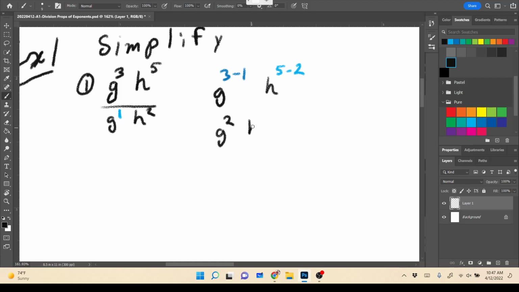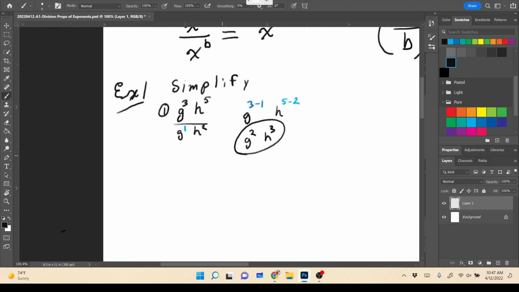G squared H cubed. What's the word for the exponents above 3? To the fourth. To the fifth. There's not an equivalent of squared and cubed. Okay, let's do a couple more.